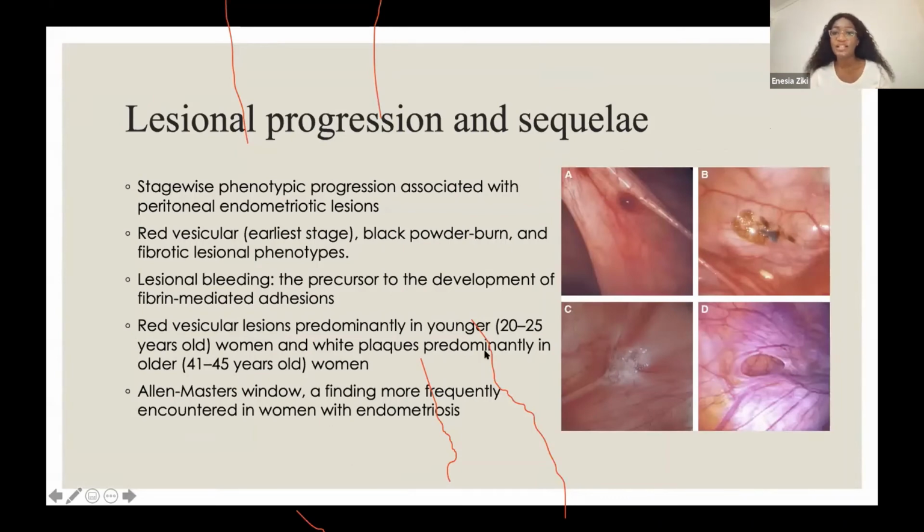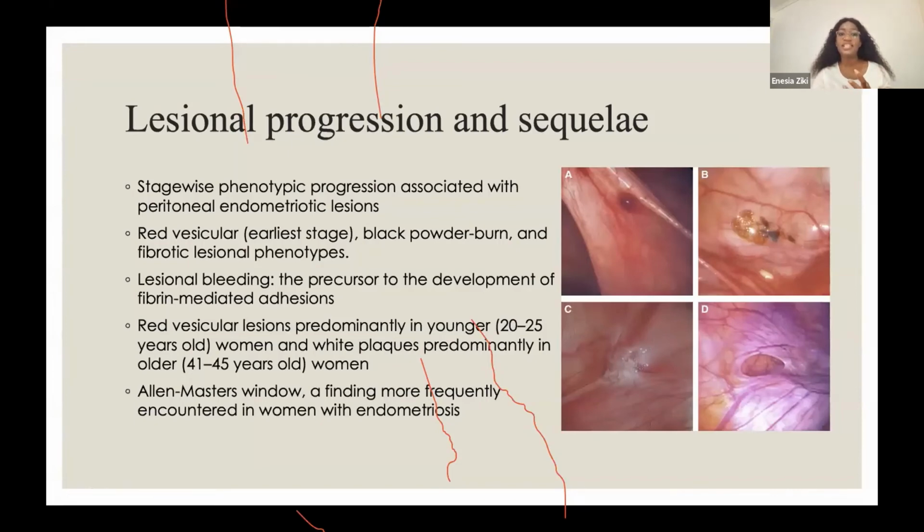It's associated with, I'll start with A. So initially it's proposed that there's this endometriotic deposit seen there, and this is the red vesicular stage, the early stage. This is a stage that is responsive to hormones, either exogenous or endogenous. So when we do a laparoscopy during this stage, we can actually see that there is bleeding and inflammation surrounding such deposits. Then from A, it's proposed that we move on to these black powder-burn-like deposits, and then we move on to see the fibrotic lesional phenotypes.